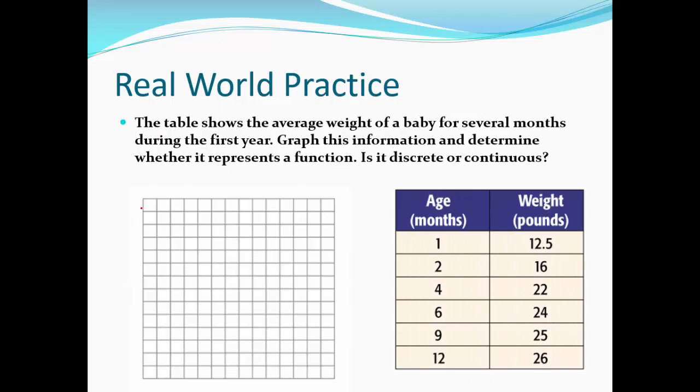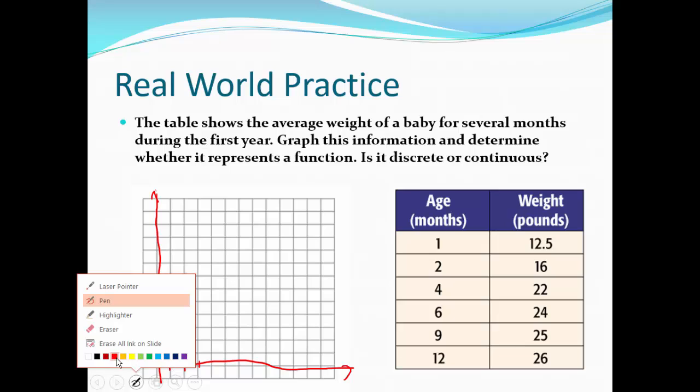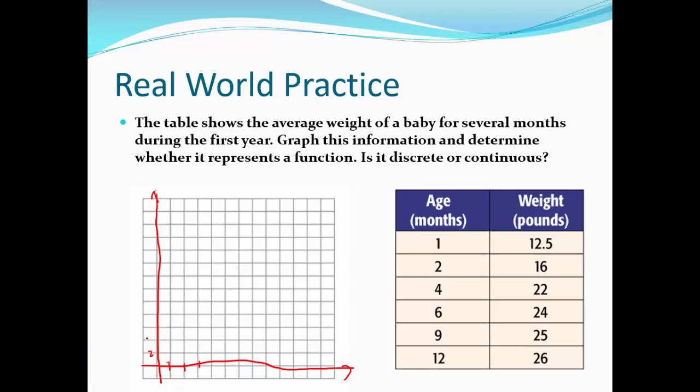So the table shows the average weight of a baby for several months during its first year of life. Graph it and determine whether or not it's a function, and is the function discrete or continuous. So, sorry, this is going to be very hard to do with this pen, but I'm going to try to graph a straight line to get my x-coordinates and my y-coordinates. Okay, so I'm going to plot my points. So when x is 1, maybe I'll make each of these worth 1. So maybe we'll make the x is worth 1, but we'll make the y is worth 2, so they'll fit.